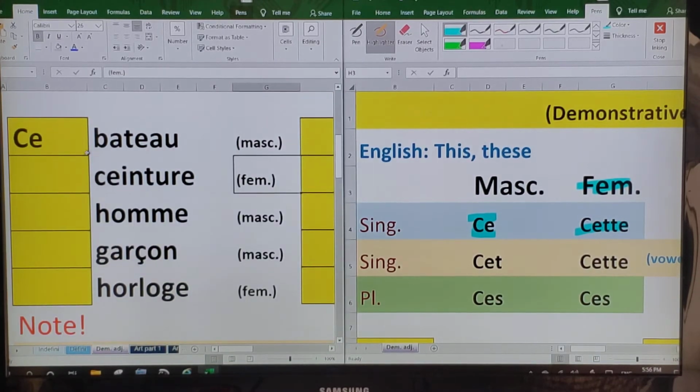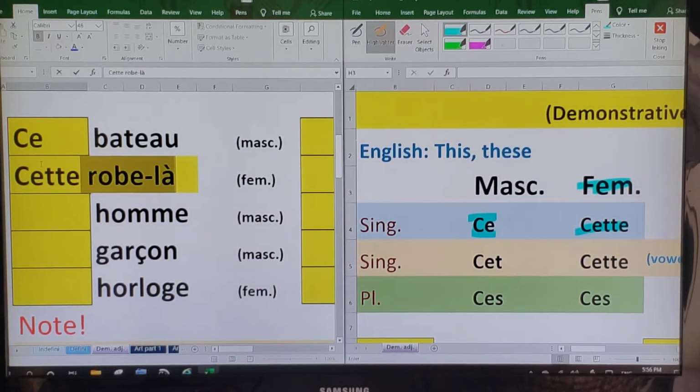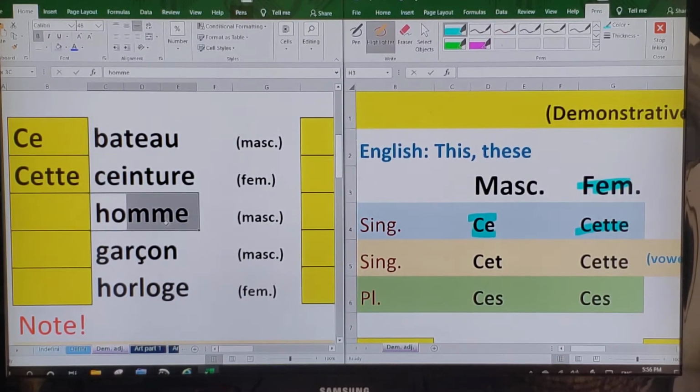So, sorry, my screen keeps jumping around. So, for a feminine singular noun, we use the word cette. So, I'm going to be writing cette over here. Oops. Now, the next word, homme. So, this is an example of a masculine singular, but beginning with a vowel. I mean, not with a vowel, sorry, with h mute. So, what do we use for h mute?